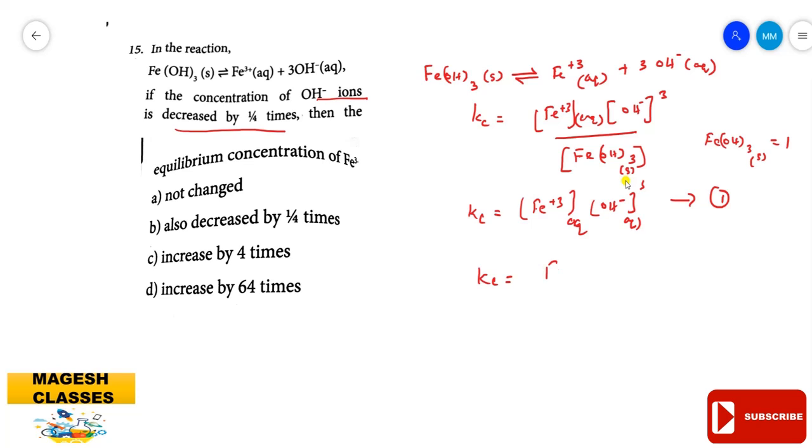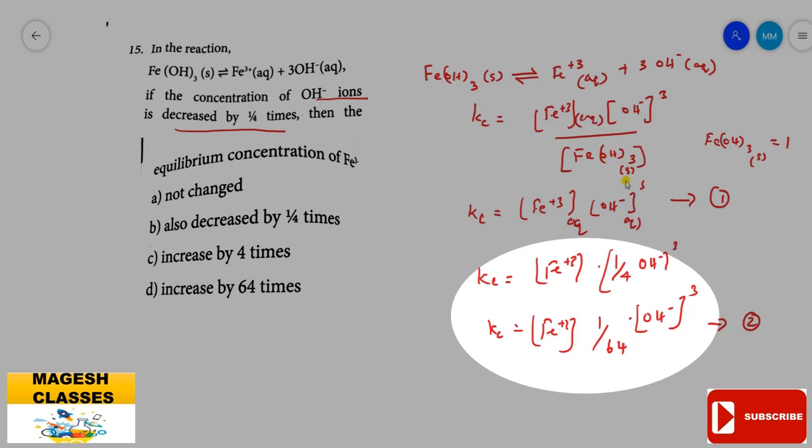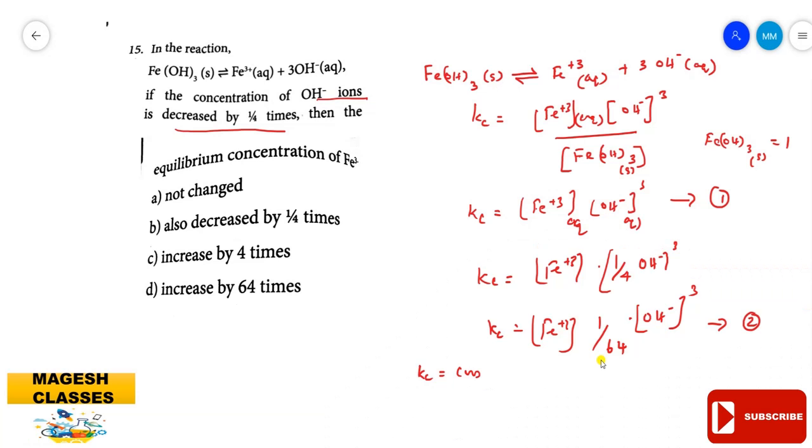Now Kc is equal to Fe3+ ion concentration into 1/4 OH- ion concentration power 3. So this is equal to Fe3+ into 1/64 into OH- ion concentration power 3. This is equation 2. When you decrease the concentration of the OH- ions, the Kc will be decreased by 64 times. When you compare equations 1 and 2, it is decreased by 1/64 times. But Kc is constant, that is, the equilibrium constant is a constant. So in order to maintain the constancy of Kc, the Fe3+ ion concentration is increased by 64 times. So our answer is D.